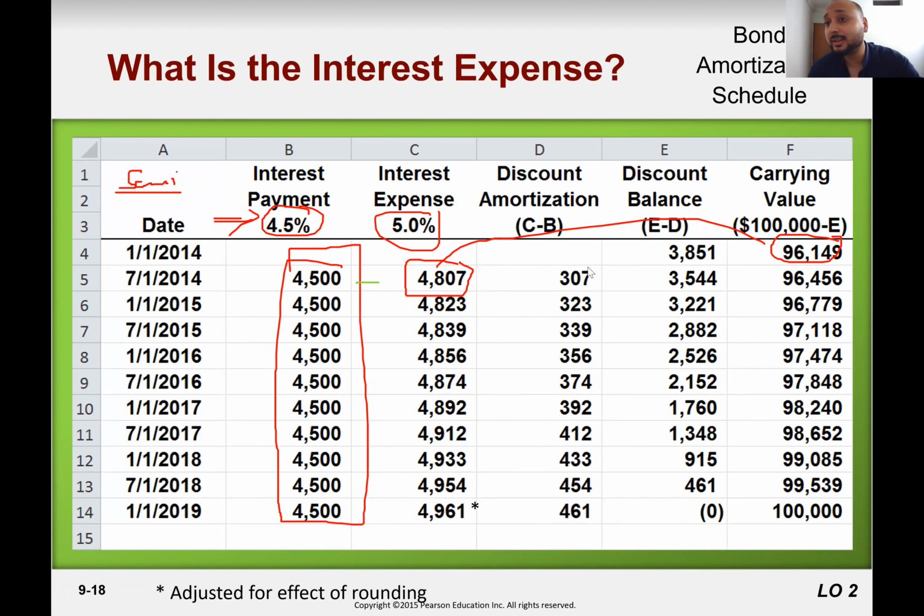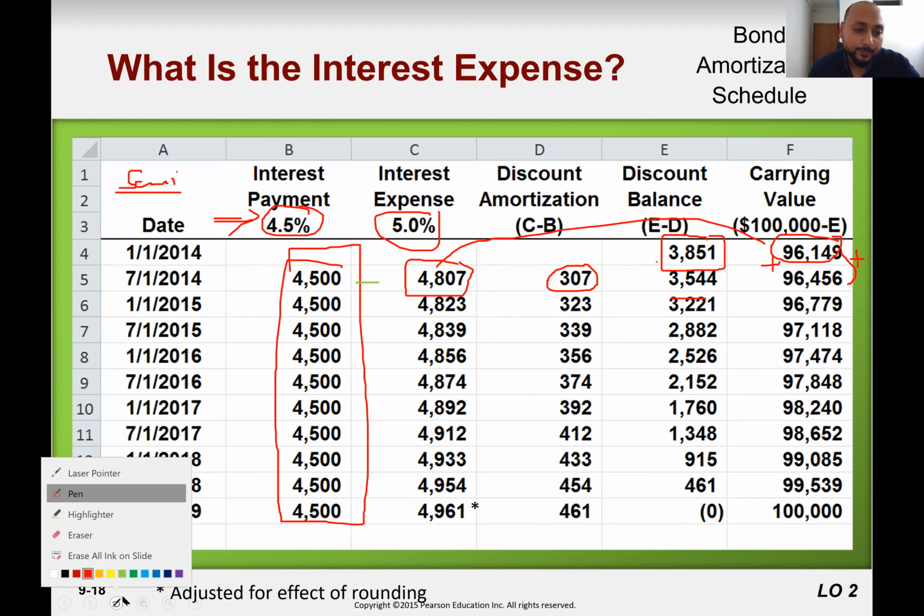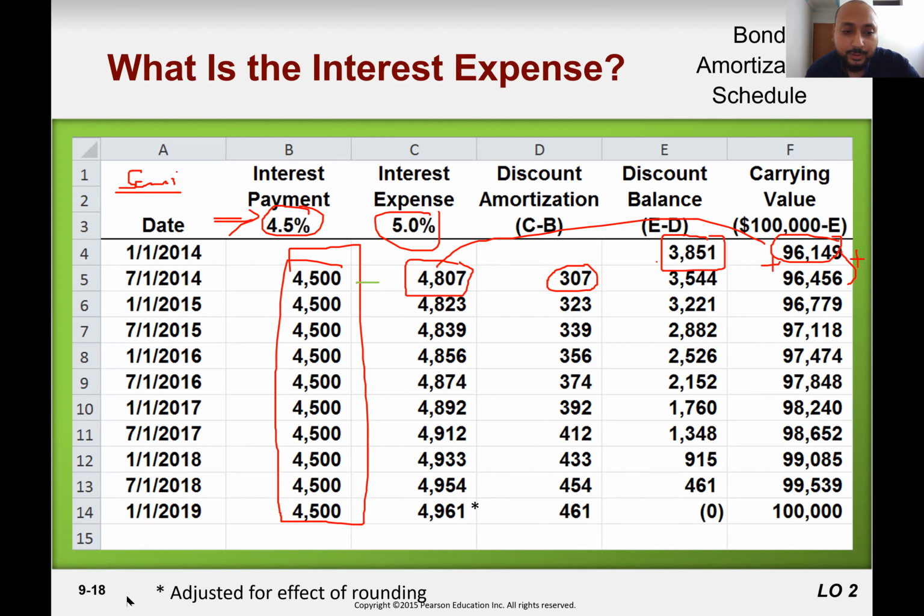the difference. 307 will be added to discount here. Not, sorry, will be added to carrying value here. Value has increased. And how much is your discount now left? 851. Answer is going to be 3,544. Guys, pay very close attention here. 3,544. The difference between interest expense and interest payment is called the discount amortized, right?